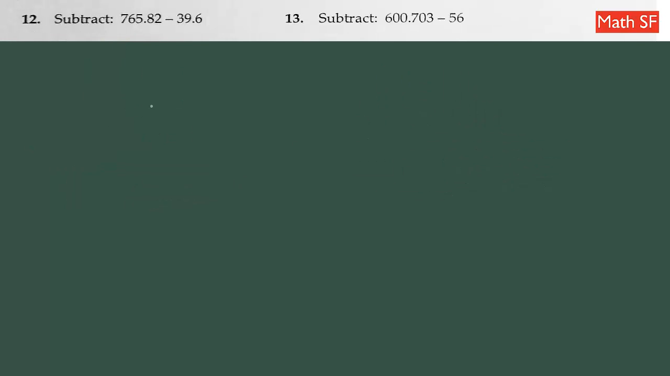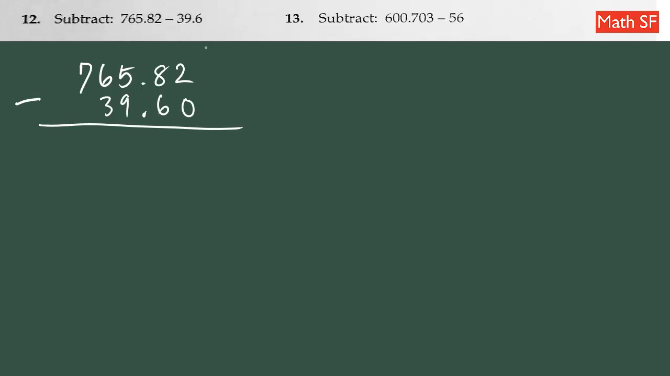Now let's subtract these numbers. To subtract, we're going to have to do what? Align the decimal point. So the decimal point is going to be here, and this number I'm going to write 39.6. Now what am I going to do with this space here? You just fill it with 0, and we're subtracting. So let's subtract. 2 minus 0 is 2. 8 minus 6 is 2. Decimal point there, decimal point here.